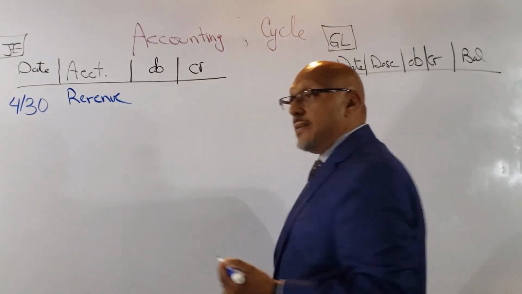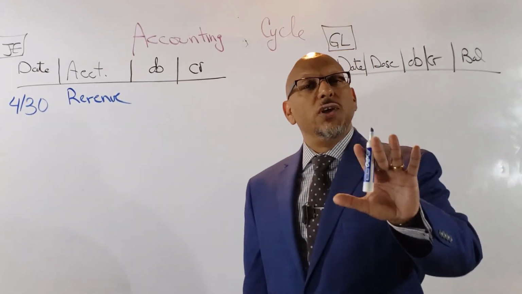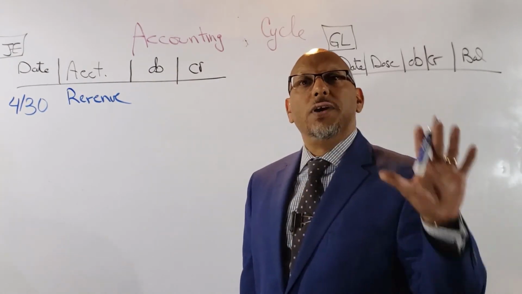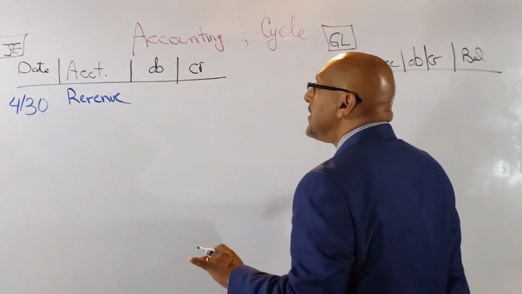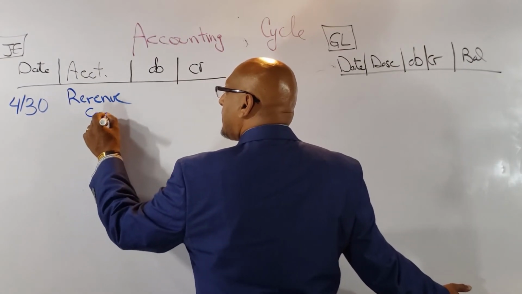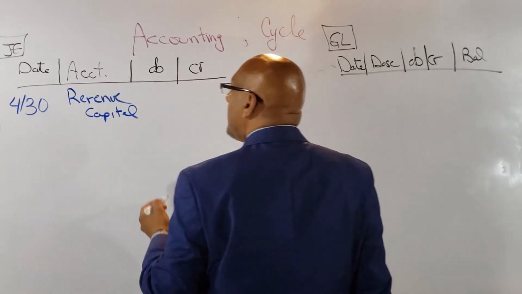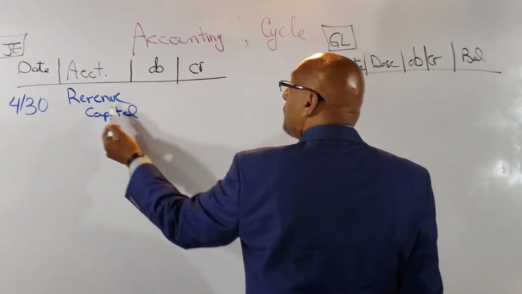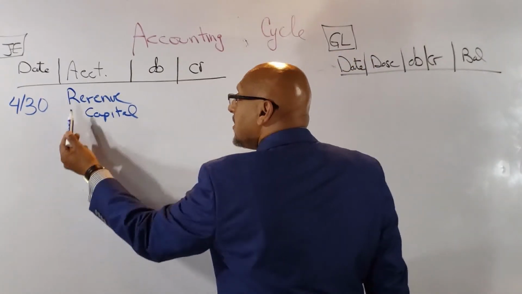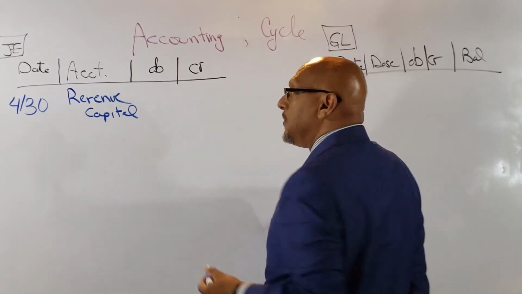What do we credit then? If we're debiting revenue, we're going to credit. So I'm going to show you the direct method, and then I'm going to show you the indirect method. In the direct method, we credit capital for the amount, and that's the balance of the revenue GL at the end of the month. On April 30th, what's the balance of the revenue GL? And that's the amount we're going to do here.